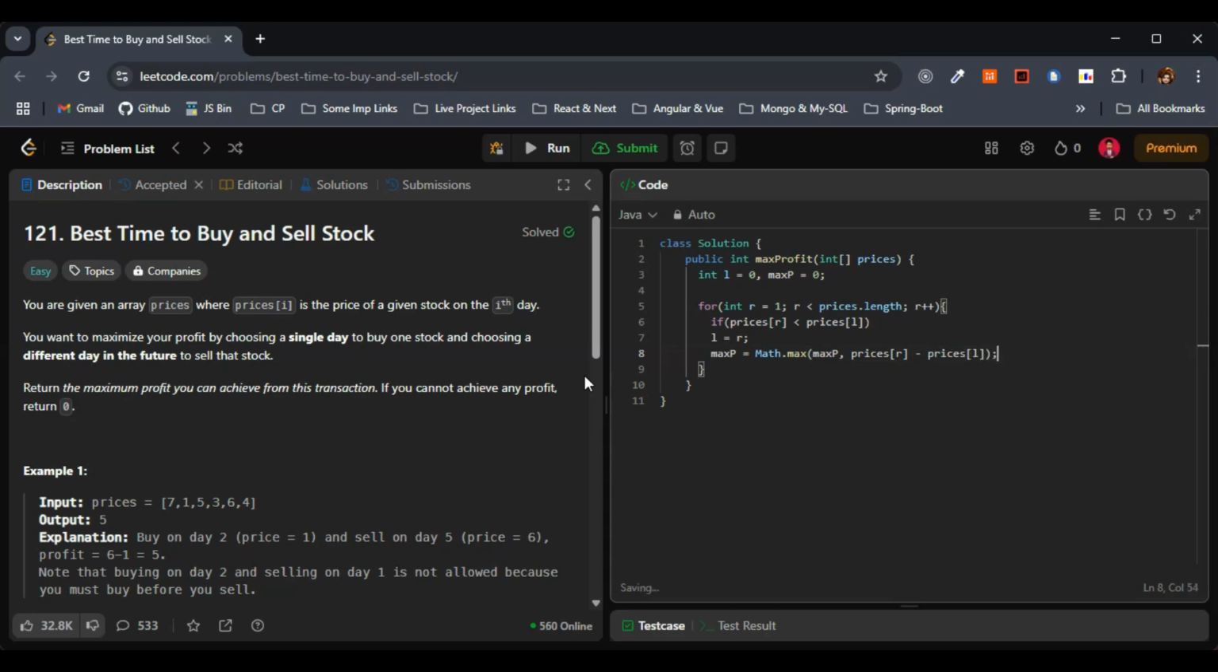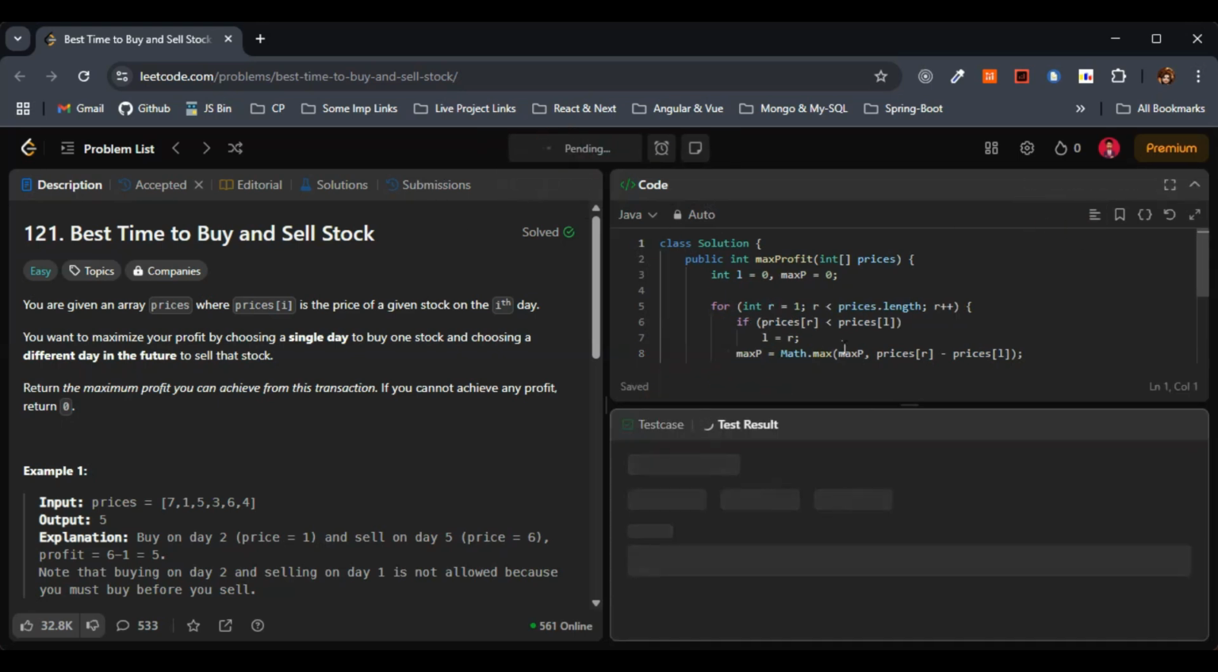This is fine. The final step here is that we need to return the maximum profit that is found. So I'll just go with max P, the variable that we used to find the maximum profit. So let's return the maximum profit, nothing but the variable max P here. This is fine. Let me format this once and let me hit the run button.